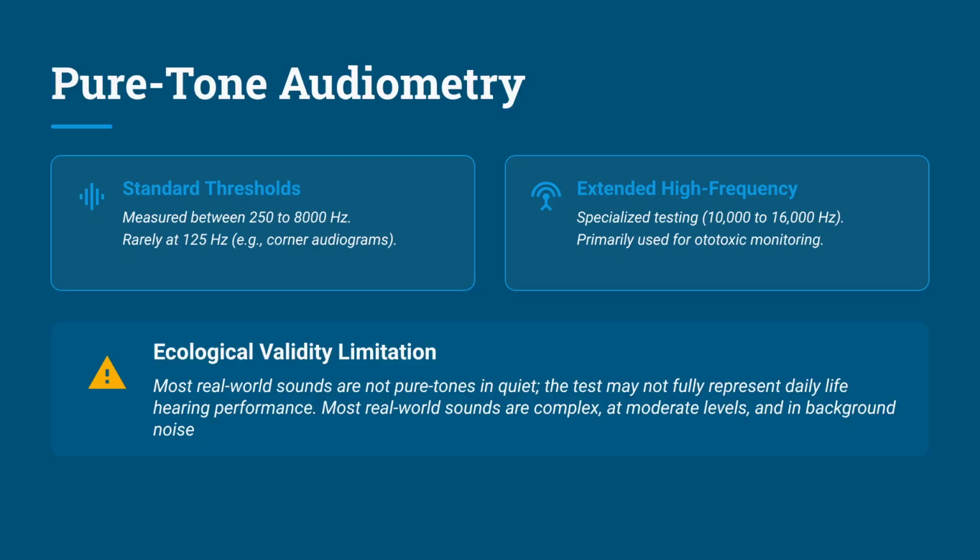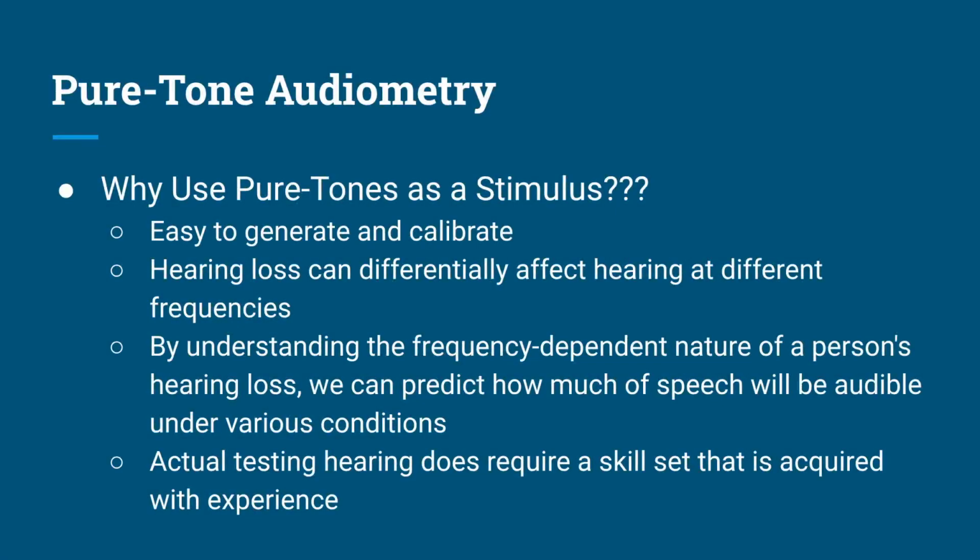Hearing depends not only on one's ability to process frequency, intensity, and temporal parameters of sound, but also on non-acoustic factors like auditory system maturation, cognition, motivation, and context. So why do we use pure tones as a stimulus in general? We do it because it's easy to generate and easy to calibrate. Hearing loss can differentially affect hearing at different frequencies.